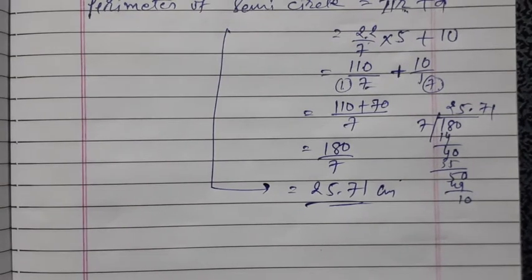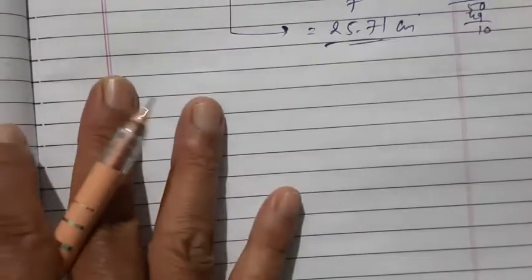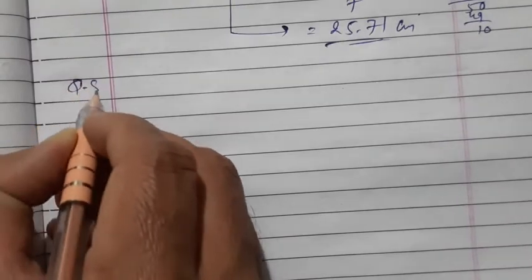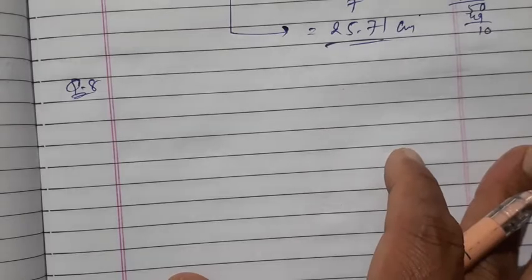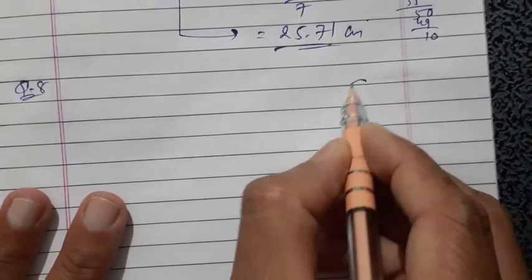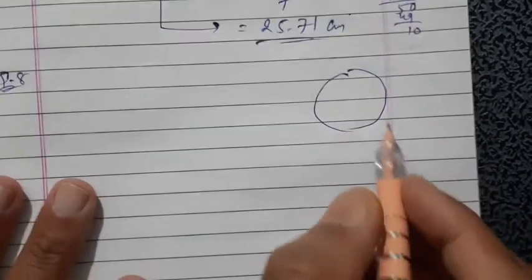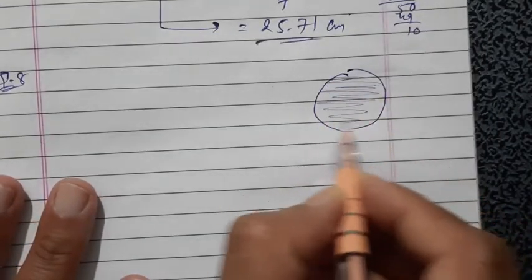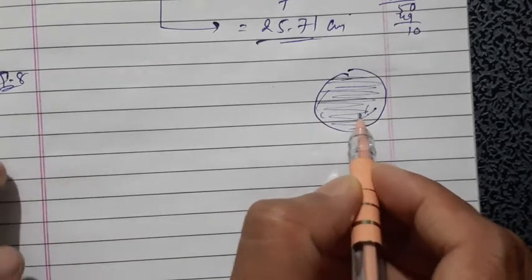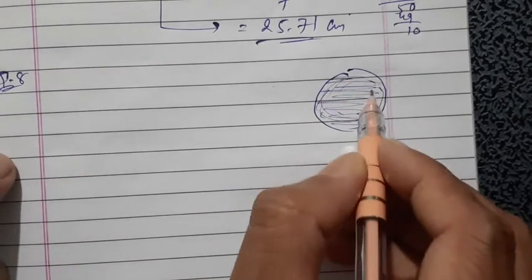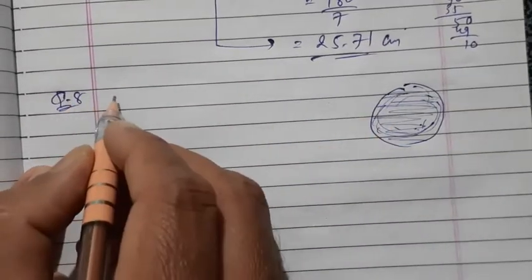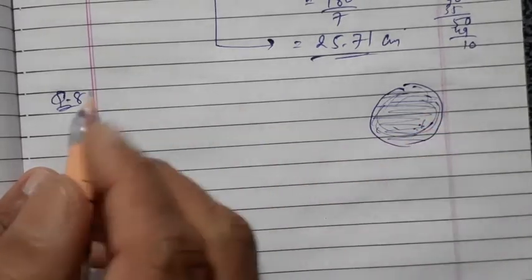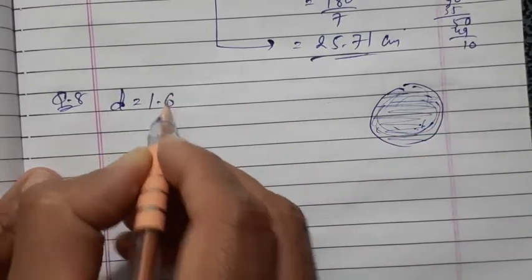So students, next one, question number 8. Find the cost of polishing a circular table whose diameter is 1.6. Look, here one circular table is there and you want to polish it. Polish means this part. So for that you just find out the area, because we polish all that area. Here the diameter is given 1.6 meter.